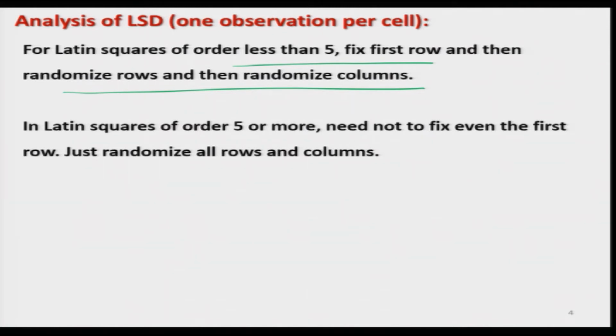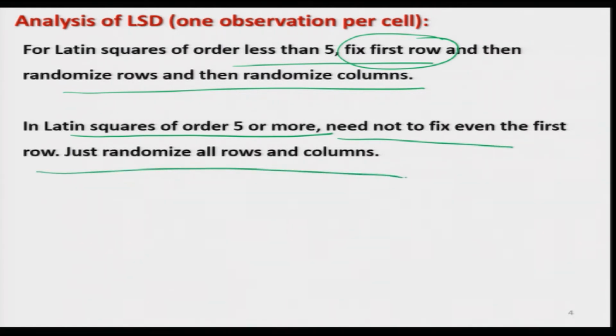Whenever we are considering Latin squares of order smaller than 5, you can handle them easily. In this case, we first fix the first row and then randomize the rows and then the columns. In case you are considering Latin squares of order more than 5, you need not even fix the first row; just randomize all rows and columns.